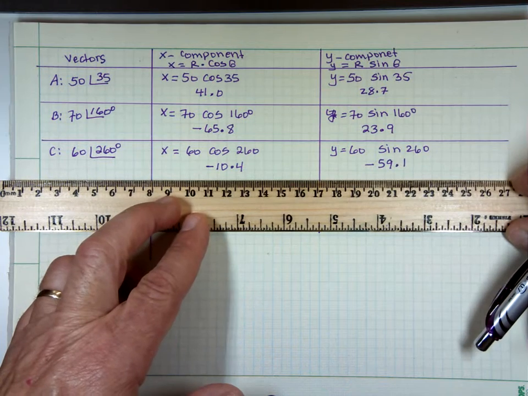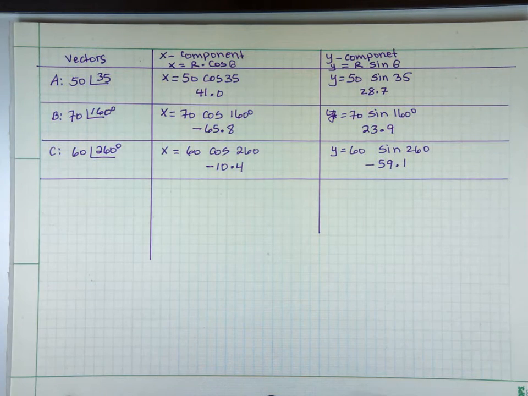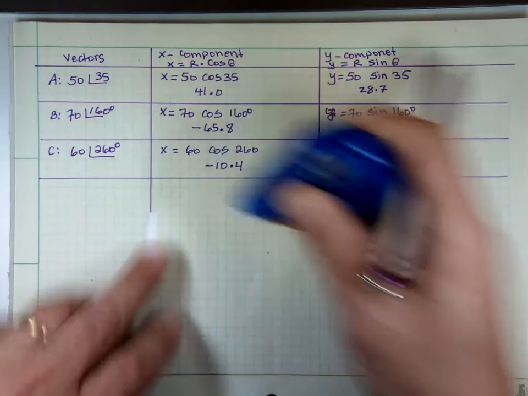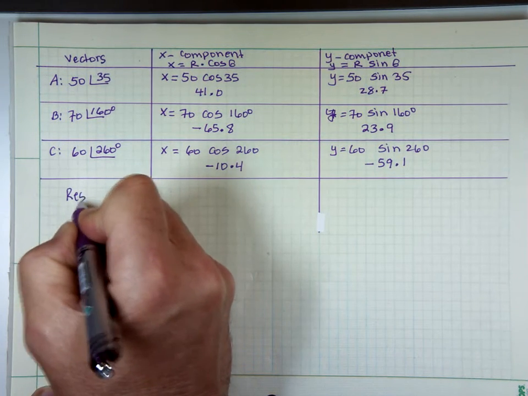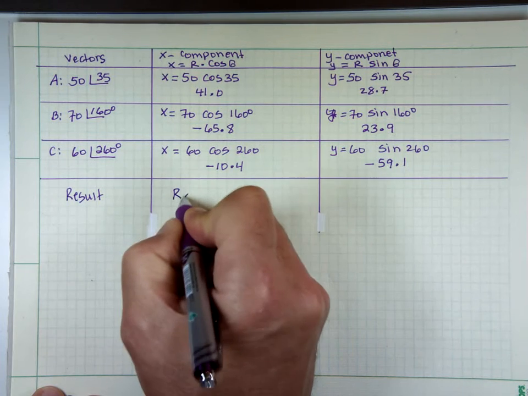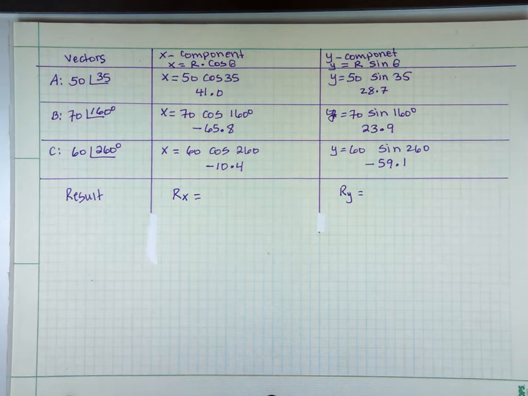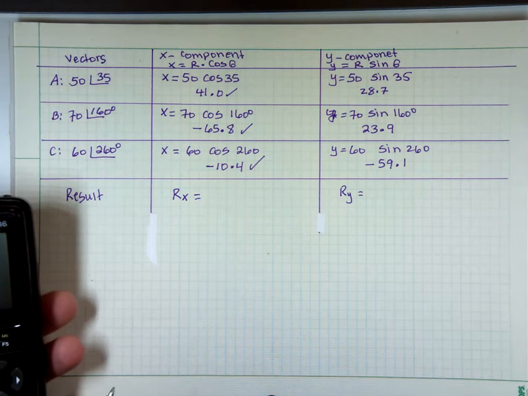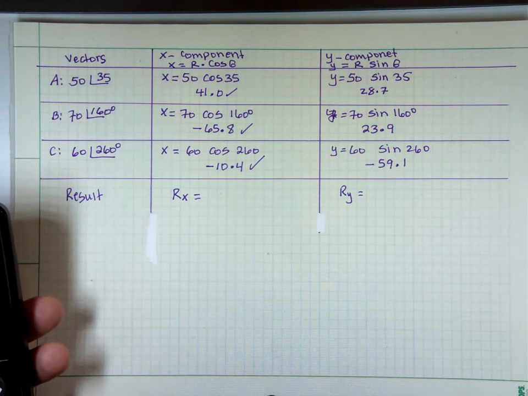Now I'm done breaking each vector into x and y value. We said we need to add and find the result. So this is the result. The result in the x direction, the result in the y direction. In the x direction, we add all three numbers. This, plus this, plus this. Let's add them. 41 minus 65.8 minus 10.4. When you add them, that's a negative 35.2.